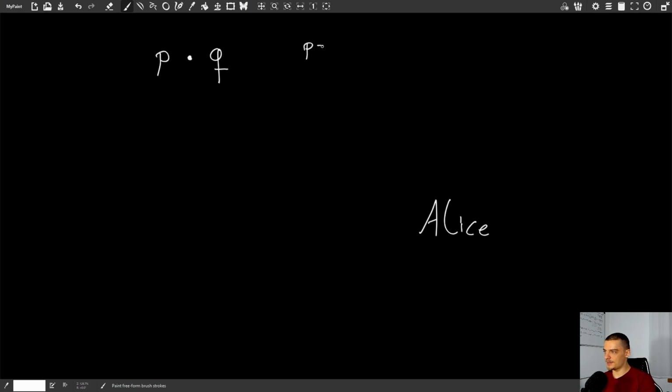For example, p can be 11, and q could be 13. So if we have 11 and 13, if we multiply those two together, this will result in a number n. n would be 11 times 13, so n would be 143.